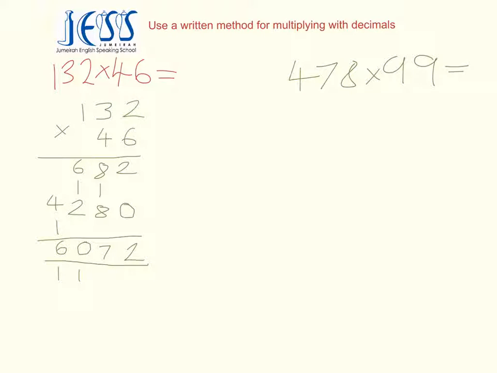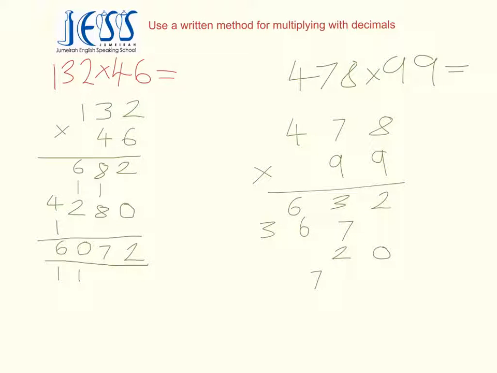Okay, I'll come and do the same with the other one, so I'm going to write it out. I'm going to try and give myself a little bit more space. 478 times 99. So 9 times 8 is 72. 9 times 7 is 63. 9 times 4 is 36. Remember, move over to the next number, so I have to put a placeholder in. 9 times 8 is 72. 9 times 7 is 63. And 9 times 4 is 36.